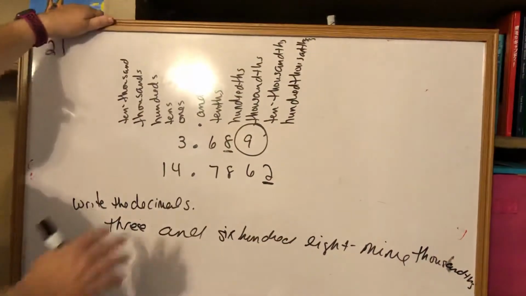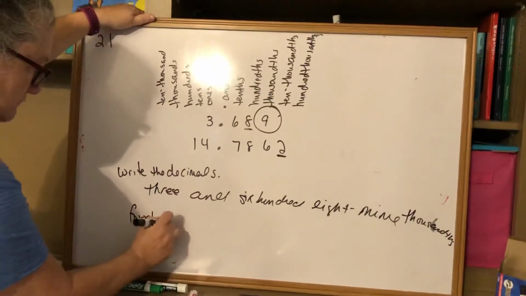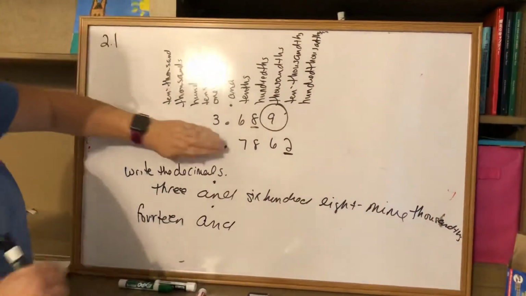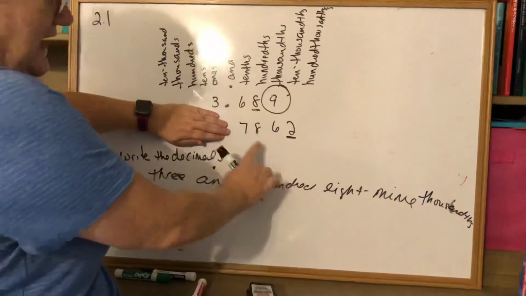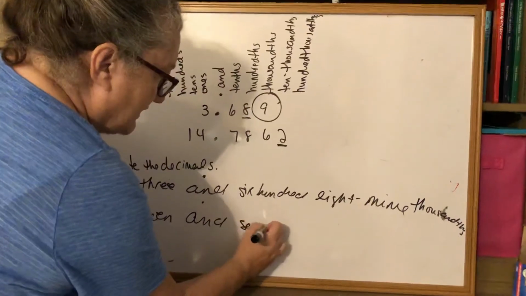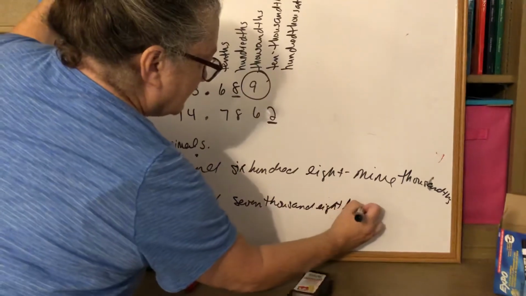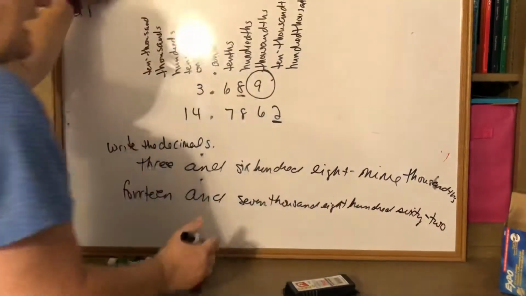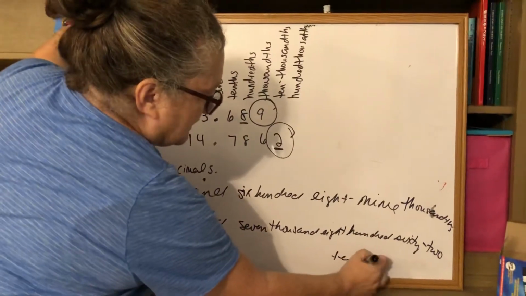Looking at this second example here, we have 14. The decimal is and. Decimal is always an and. Cover it up. Read this just like if it was a whole number. So this would be 7,862. So we need to write down 7,862. And then what's the place value of the 2? It is in the 10,000ths. So we would write 10,000ths.